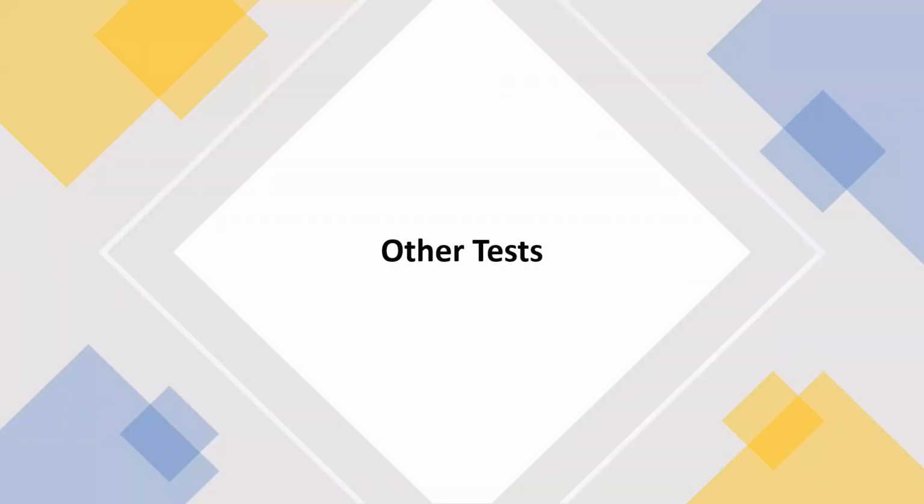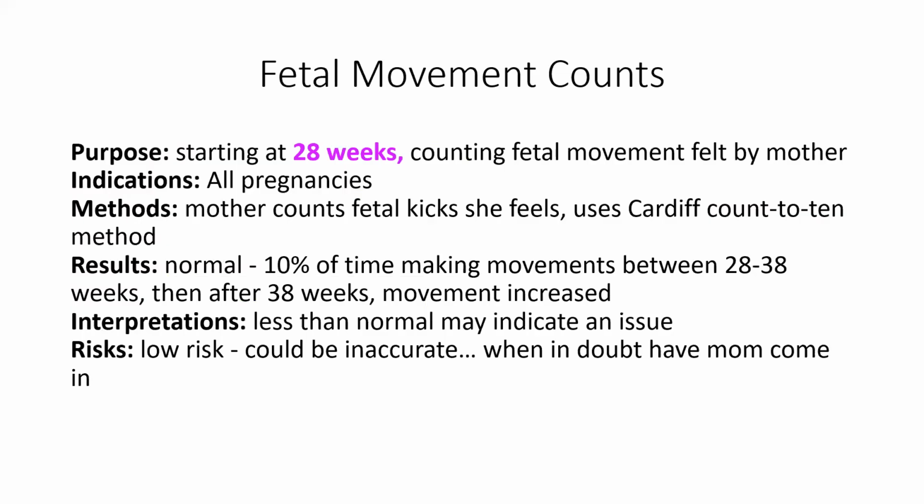Okay, other tests here. We have the fetal movement counts. Starting about 28 weeks, the mother will always count. This is indicated in all pregnancies. The mother should count the kicks she feels using the Cardiff count-to-10 method. The results: about 10 movements between 28 to 38 weeks, and after 38 weeks, the movement should be increased.